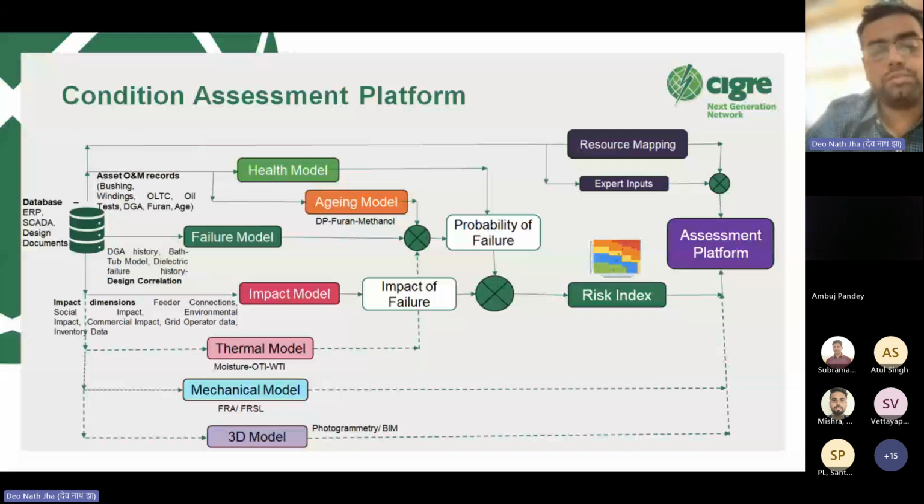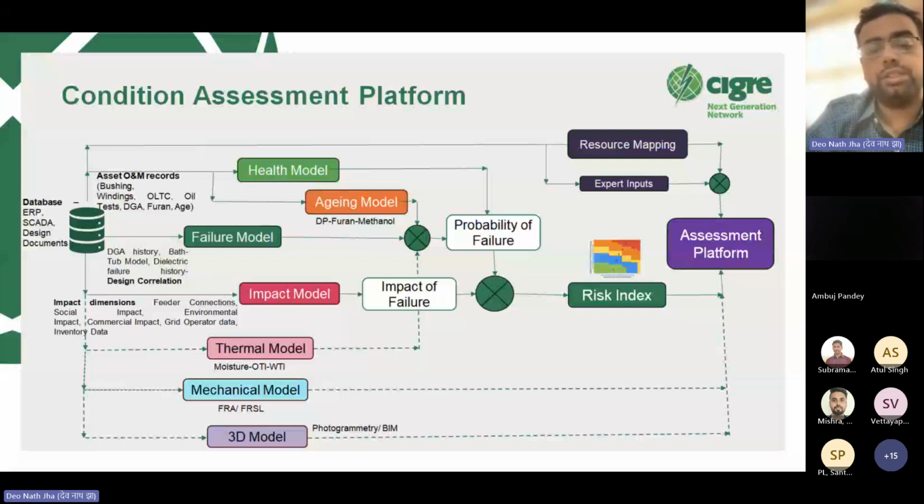Now, apart from these, we have indicated and highlighted some data in dashed lines. These are not data driven but more towards physics based models, like a thermal model, which can correlate based on moisture and OTI readings. We can use the Emsley equation and the Deng and Wang equation to find out the aging rate of the transformer. We can have a mechanical model which is based on FRA or FRSL readings, the frequency response analysis or frequency response stray losses.